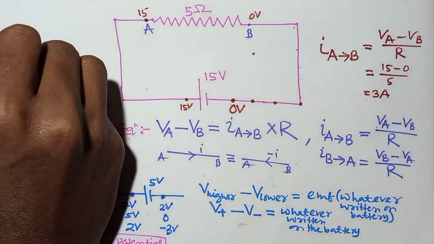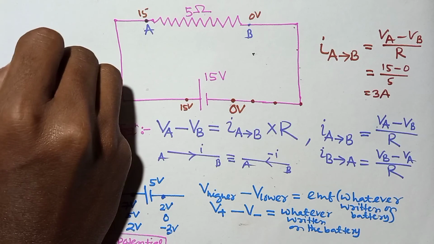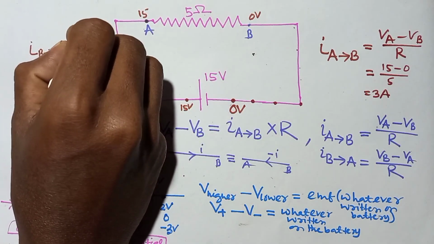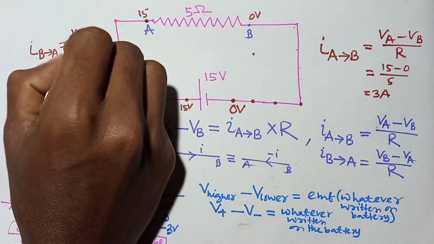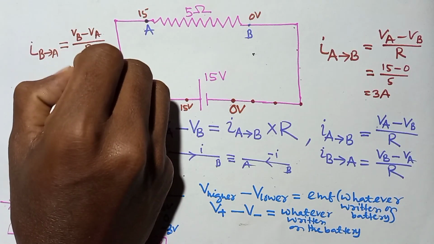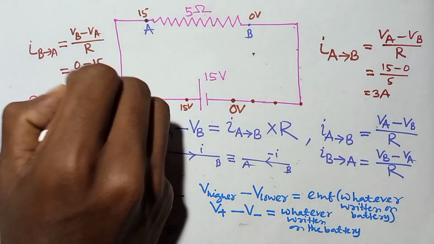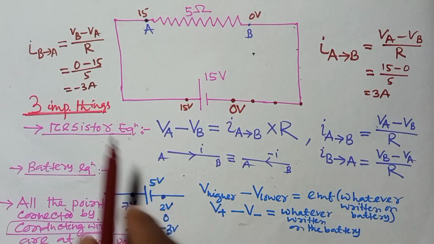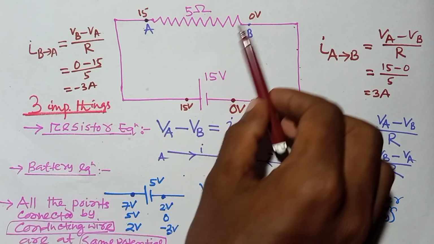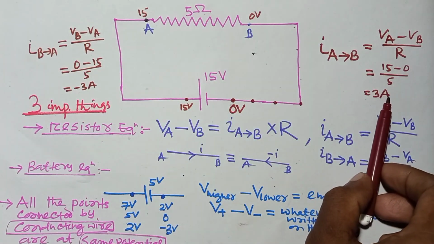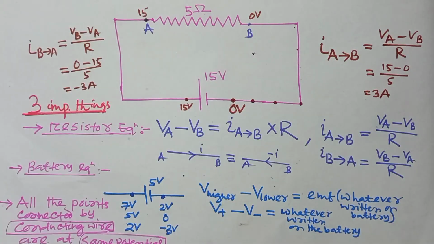Let's say I want to find out the current flowing from B to A. Then I have to write the formula as VB minus VA upon the resistance value. So it will be 0 minus 15 upon 5, it will be minus 3. So we can say that a current of minus 3 ampere is flowing from B to A, which is exactly equivalent to a current of 3 ampere flowing from A to B.